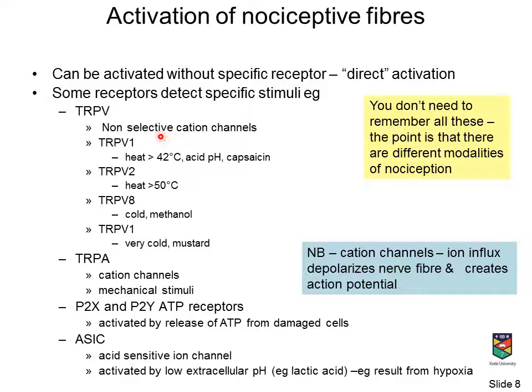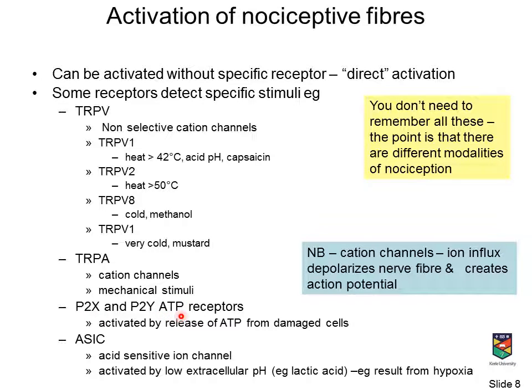It's not that I want you to go and remember these receptors in particular. The point I'm trying to make is that there are some receptors that respond to certain signals, or in other cases, fibers are directly activated. It's probably worth knowing about these receptors, though. These are purinergic receptors. That means they respond to purine. And if you recall, ATP is a purine.